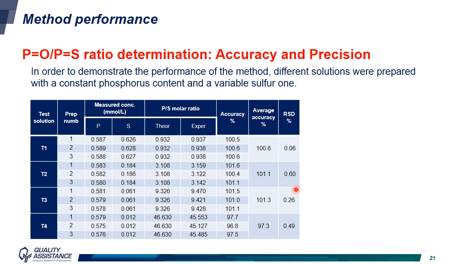Method performance for the PO-PS ratio determination. In order to demonstrate the performance of the method, different solutions were prepared with a constant phosphorus content and a variable sulfur one, resulting in different PS molar ratios ranging from about 1 to 46. You can find here the experimentally determined PS ratio and the calculated accuracy, that is once again close to 100%. The RSDs are very good, less than 0.6%.